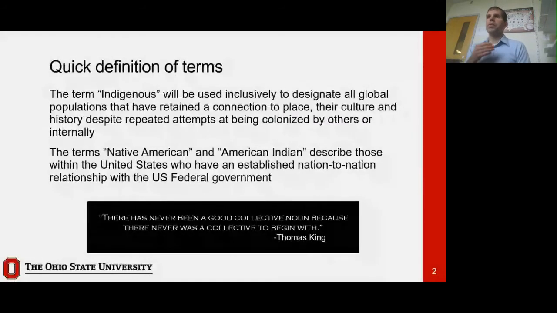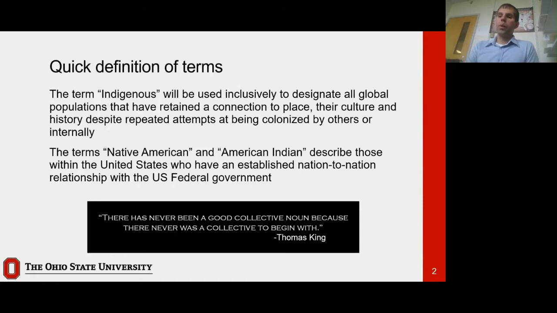So before we start, I just want to provide you kind of a definition of terms. Because of the international nature, I just wanted to make sure that we're referencing both indigenous as an idea and a framework about global populations that have a connection to place. Their culture and their history is connected to that place despite repeated attempts to be influenced by outside forces or outside entities to change the way that they live day to day and the way that they've established kind of frameworks of organization and governance. And then I'll be using the term Native American or American Indian to describe specifically those indigenous people within the contiguous United States that have established nation-to-nation relationships with the United States federal government.